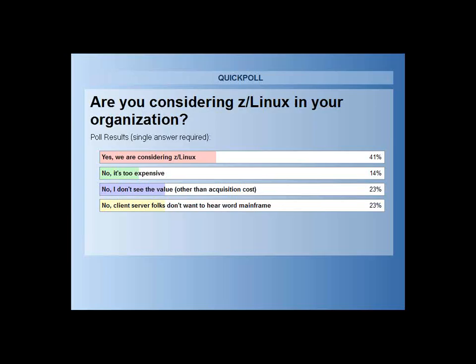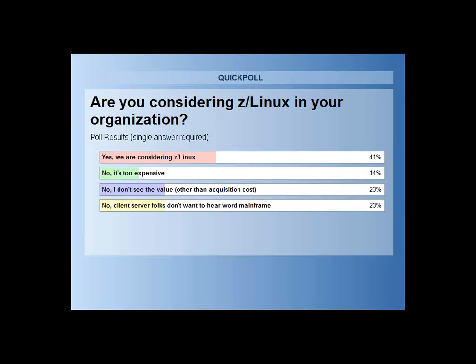Yeah, and this is actually interesting because this reinforces what I was going to speak to on my last slide. For those that are considering z/Linux, you obviously already took a look at some of the areas where you can save. For those of you in the 14% that are saying it's too expensive, or similarly, those in the next bucket where you don't see the value, I guess it depends upon how large of a shop you are.